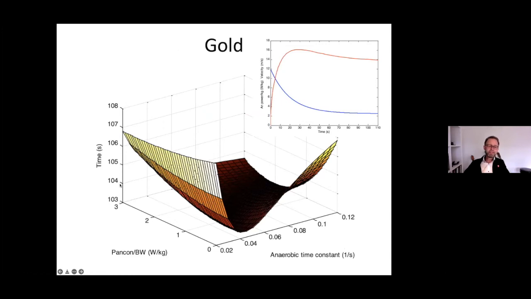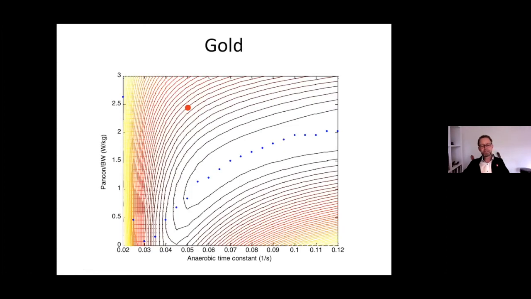On the vertical axis, you see the time. And here you have the two components for the anaerobic system. And the lowest part on this surface is the best time skated. And if we make just a plot from above on this surface, we see something like this. So these are what we call iso lines. This was the position of the athlete on this iso line landscape for his variables, for his anaerobic energy.